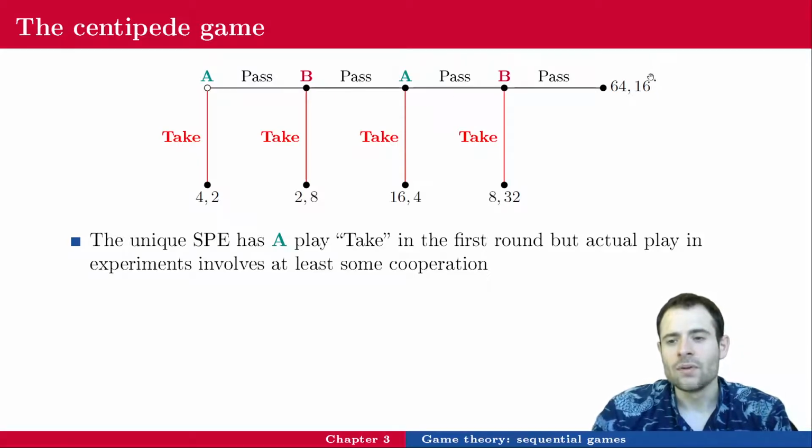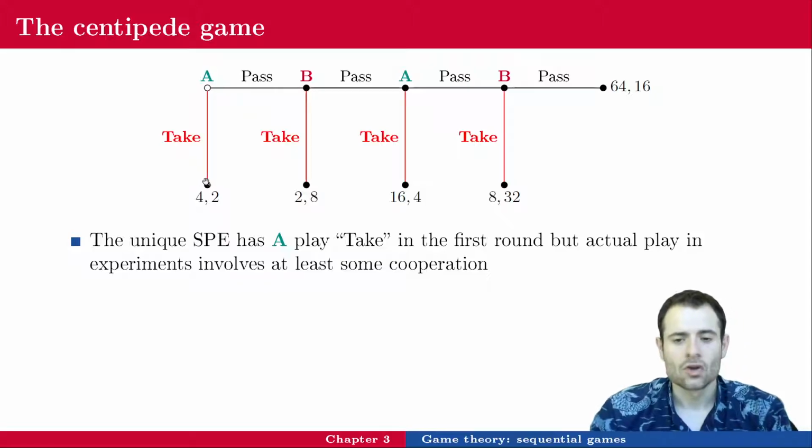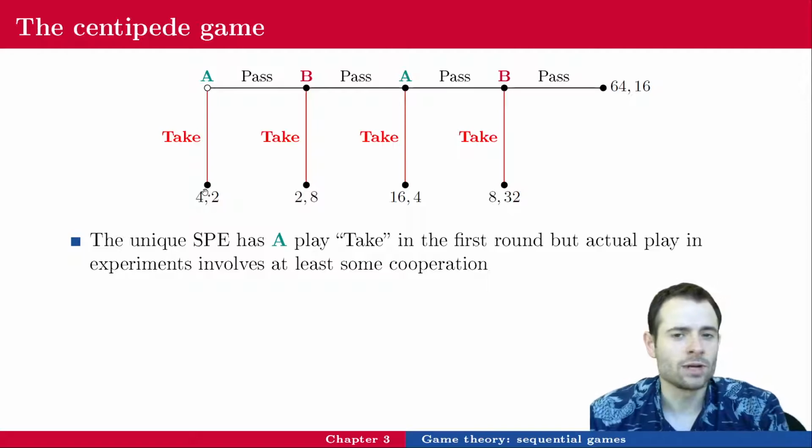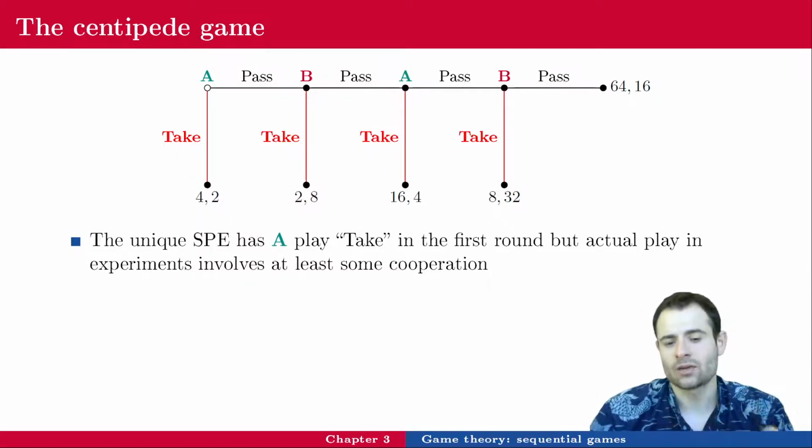Maybe sometimes it stops at the end where they pass all the way. But there are a lot of cases where there is some cooperation, in the sense that the first player doesn't end the game right away. So, subgame perfect equilibrium here is not helping us. It doesn't help us predict human behavior in this game in particular, or other games.